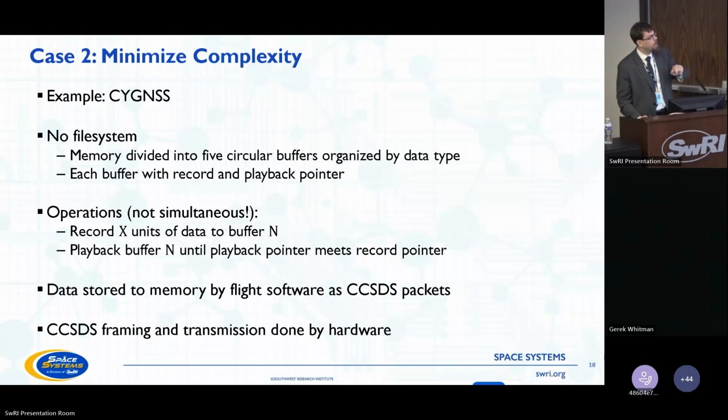We partially computed the CCSDS wrapping for the data as it went into NAND flash, which allowed very simple framing when it was being sent out to the radio. It could be implemented completely in hardware.